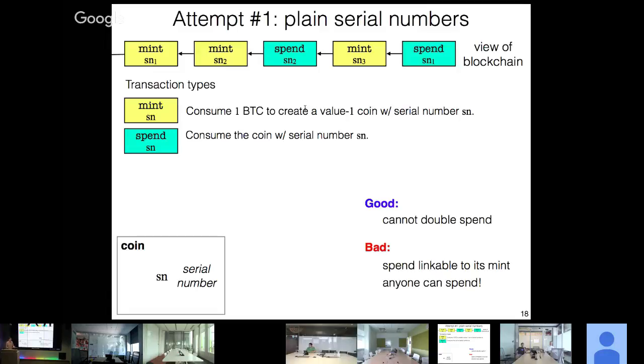Second, anybody can spend. There's nothing that says that I own a coin, right? So you mint a coin, suddenly somebody sees the serial number and spends it. So it's not even clear what it means to own a coin, right? And many other things. But all I really wanted to do with this slide was to say, let's think of serial numbers because they help us with double spending. Okay? All right, so let's try to improve from here.